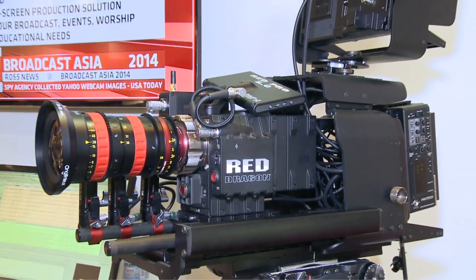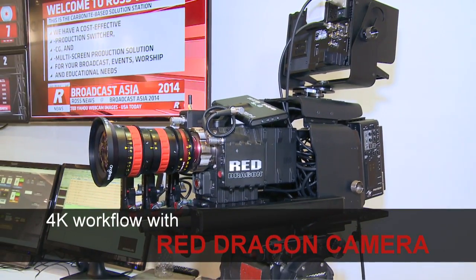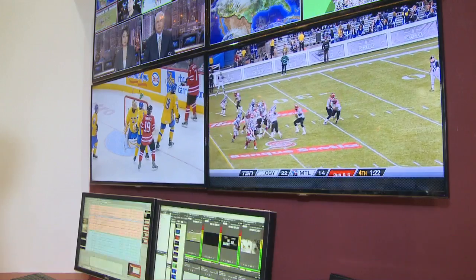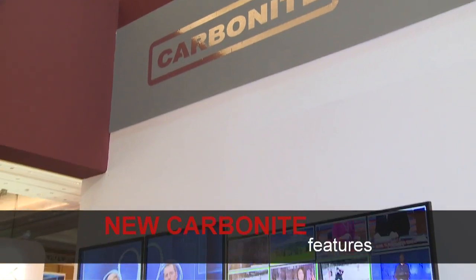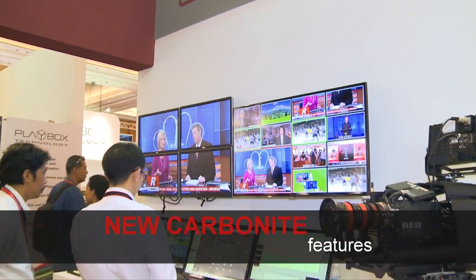4K, or UHD, is a very hot topic these days, and it's fast becoming a reality in some territories, such as Japan and Korea. While the specifications and the connectivity are still a work in progress by the industry, there are some early adopters who like to shoot and produce in UHD format. So with the cooperation of Red Dragon, using their 4K camera, we're showing a UHD workflow together with our Acuity production switcher.